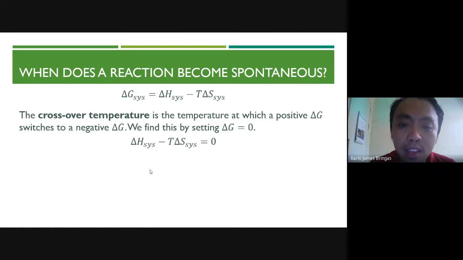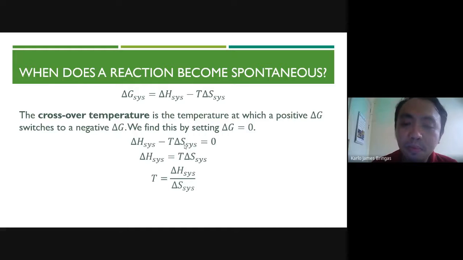So transposing the T delta S term to the other side of the equation, we now get the following. And solving for the crossover temperature, we now get the following. So at this temperature that we solve, that is the point wherein the sign of our delta G will change, either from positive to negative or from negative to positive. So this allows us to know exactly at which temperature we can keep our reaction.